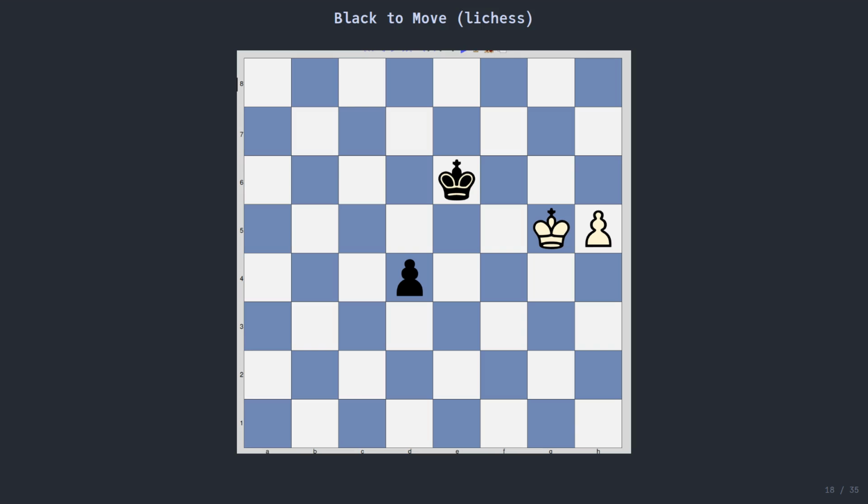Consider this position, taken from lichess.org. It is black to move. It is a very simple position. Please feel free to pause the video and work out the next move for yourself. We will use this tiny example to understand how the alpha-beta algorithm behaves.